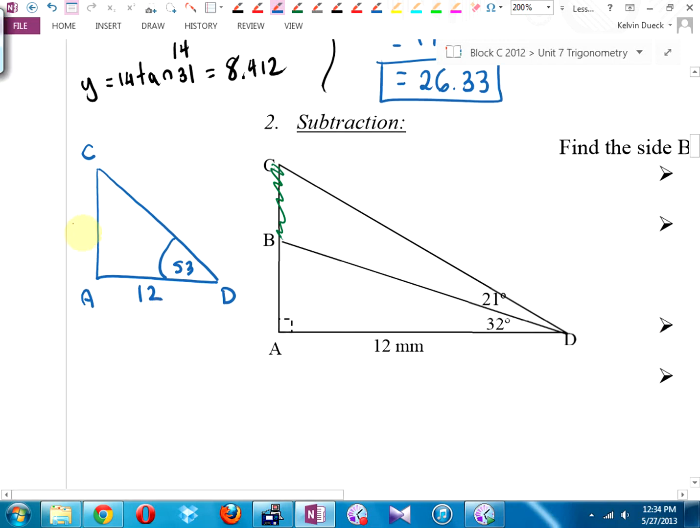I'll call this X. That X, opposite, adjacent, or hypotenuse? What about the 12? Which trig function? Mr. Dueck, it's always tangent. No, it won't always be tangent. But tangent is the most common if you're looking at finding stuff. It's the one that shows up the most. Tan 53 equals x over 12. X equals 12 tan 53.